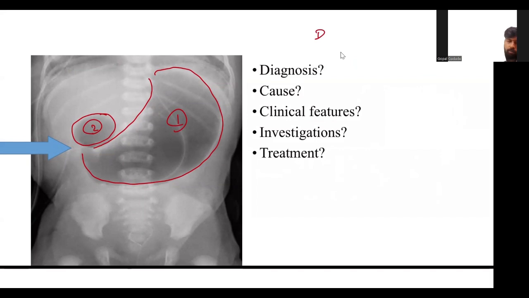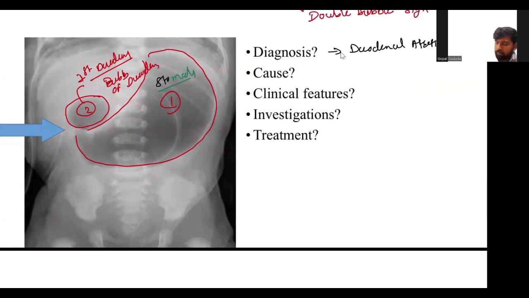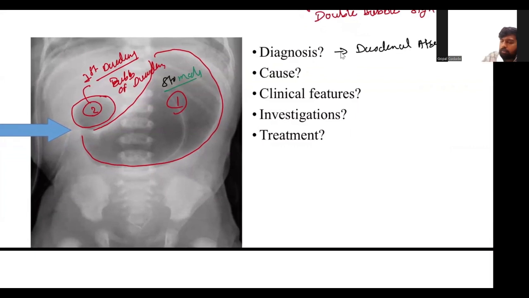So the diagnosis of this condition could be duodenal atresia. The first bubble is due to the stomach, and the second bubble is due to the first part of the duodenum, or bulb of duodenum. So what are the causes for this condition? It can be duodenal atresia or annular pancreas. What are the clinical features?